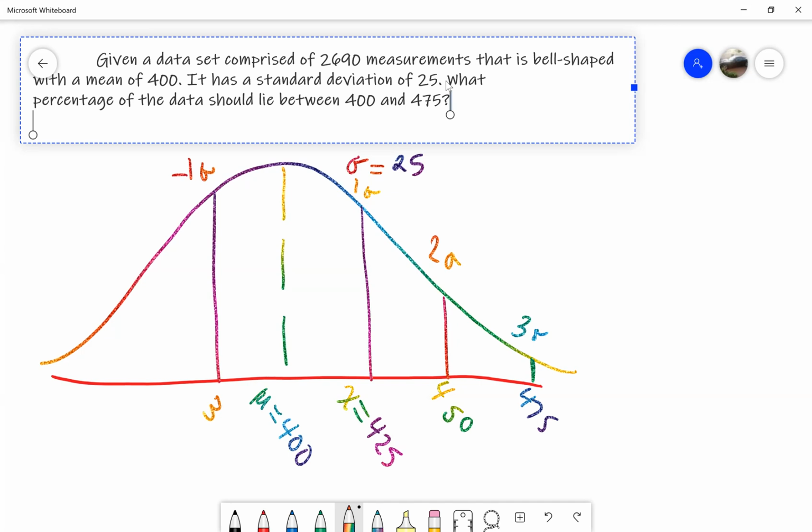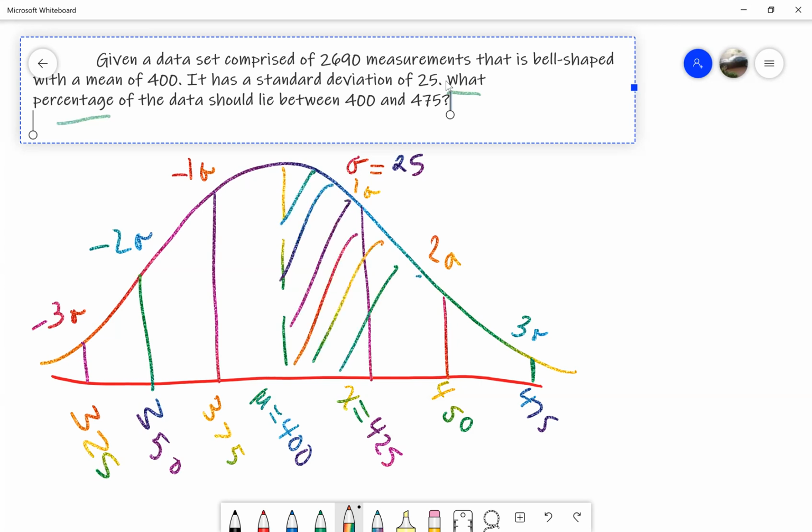This one here should be 375, 2 standard deviations away, 350. And the last one will be what? 325. Yeah. So now what does the question ask us? It wants to know the percentage between 400 and 475, right? So it wants this guy all the way to here.